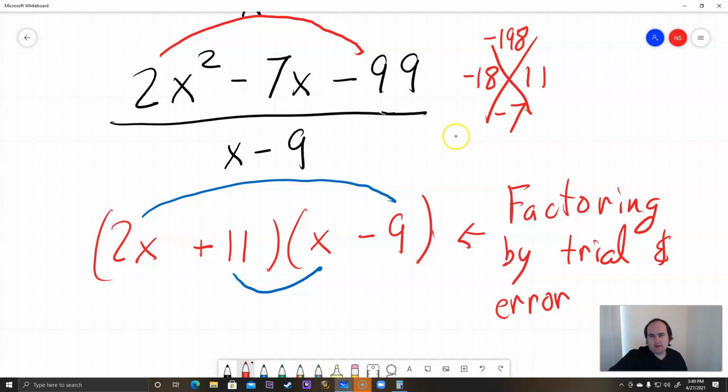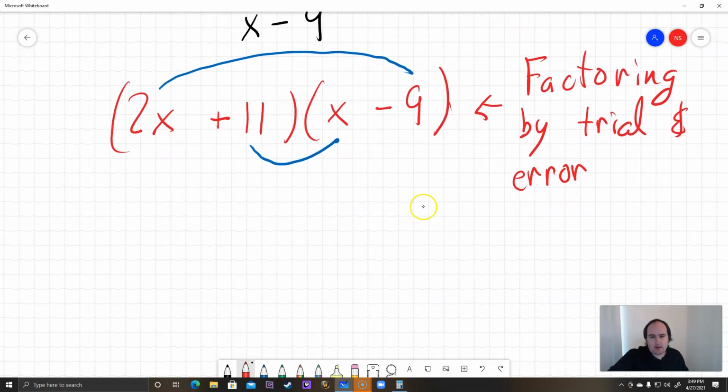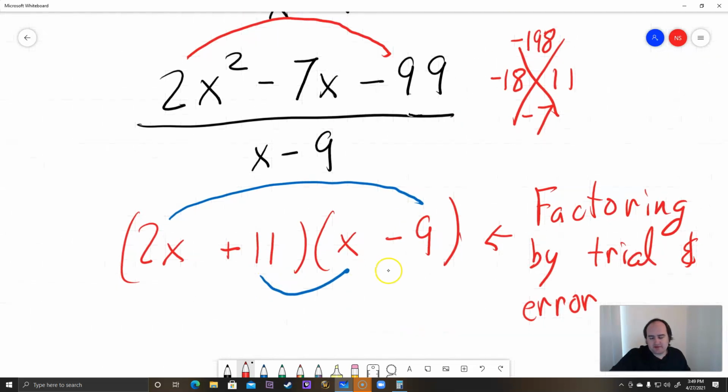So the problem with doing it with the X method is how do you come up with those numbers? How do you come up with negative 18 and 11? Well, it's kind of tricky. Whereas trial and error was actually really easy for me here. It was not so bad. Okay, either way, so now we have it factored.